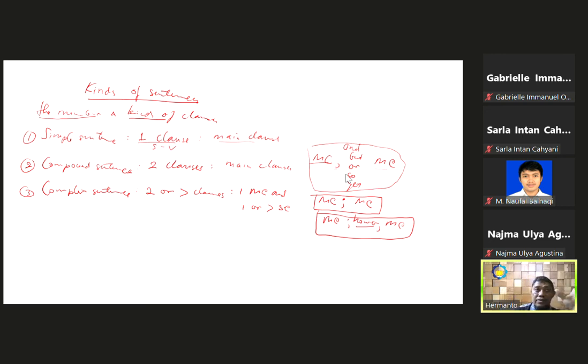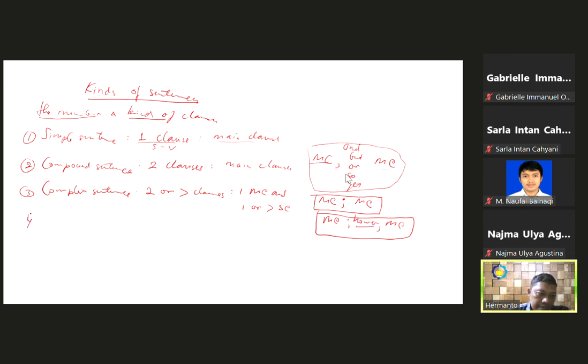So if you make a sentence containing an adjective clause, it is a complex sentence. If you make a sentence containing an adverb clause or noun clause, it is also a complex sentence. And the subclause can be more than one.